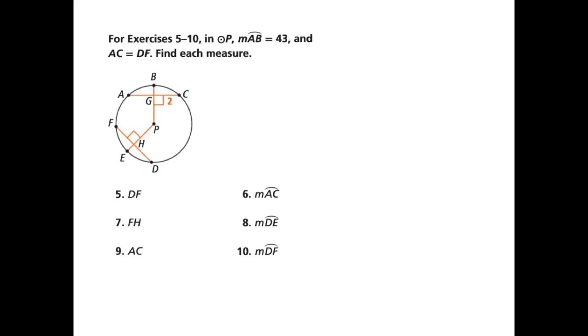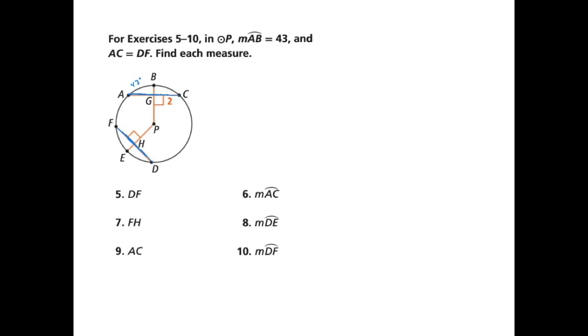So first up, let's read the question. For exercises 5 through 10, in circle P, the measure of arc AB is 43. So I'm going to go ahead and put a 43 there for arc AB. And AC is equal to DF. So this chord AC is equal to DF. Those two are congruent to each other. Find all the measures that are asked for in this problem.